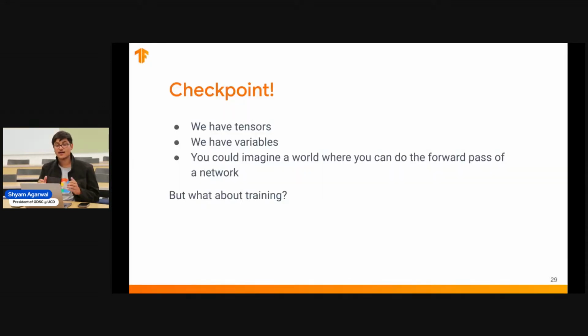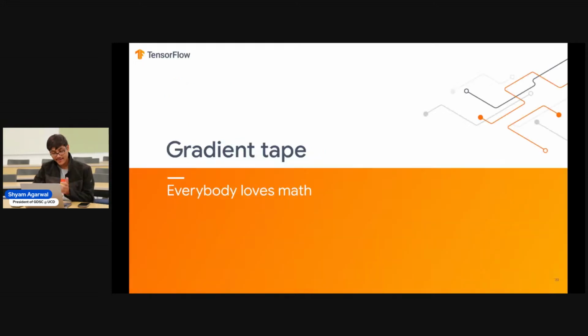And with that, our second checkpoint is done. We have tensors, we have variables, and now you can actually start imagining a world where you would want to do forward propagation to train your algorithm. So now let's actually talk about training.